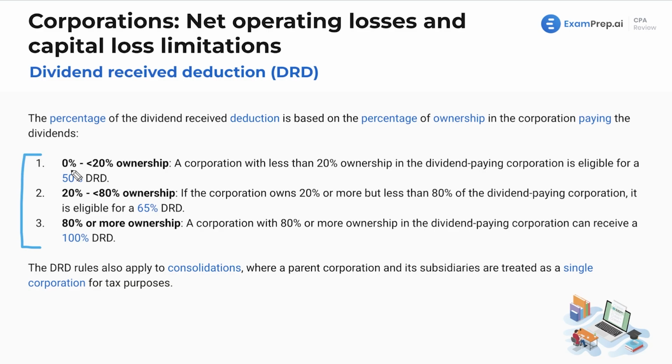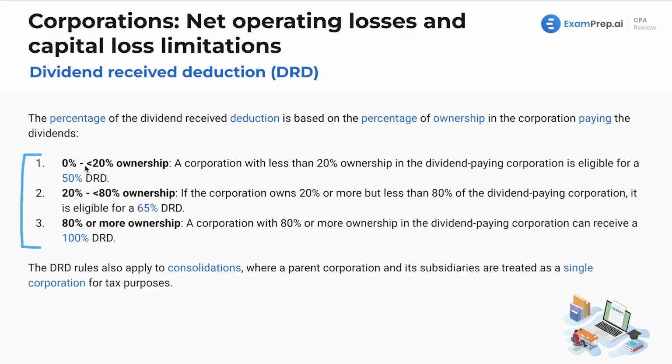So if you own between 0%, not really 0% because then you don't own anything, but 0.000001 percent, something like that, and 20% of a company, whether you're a small corporation or a large corporation, you get a 50% dividends received deduction. If you have between 20 and 80%, you get a 65. And if you own 80% or more, you get a full 100, meaning you don't have to pay taxes on those dividends. Essentially, you're getting to the point of consolidation. So it's just transferring wealth between parent and subsidiary.